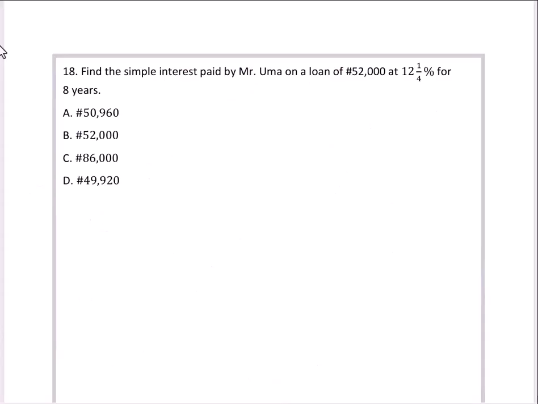For question 18, find the simple interest paid by Mr. Omar on a loan of 52,000 naira at 12 and 1 over 4 percent rate for 8 years. So what are the things we are given here? They said find the simple interest. So they are asking us to find the interest on a loan, that's the principal, of 52,000 at a rate of 12 and 1 over 4. Okay, that's the rate. And then time is 8 years.